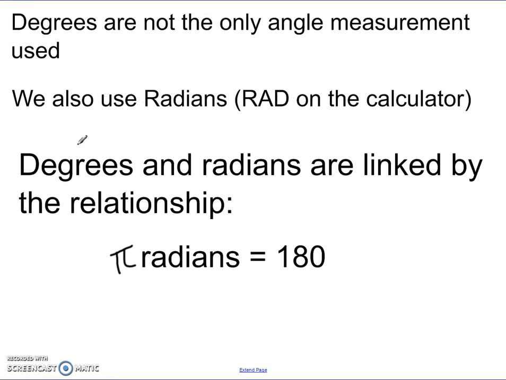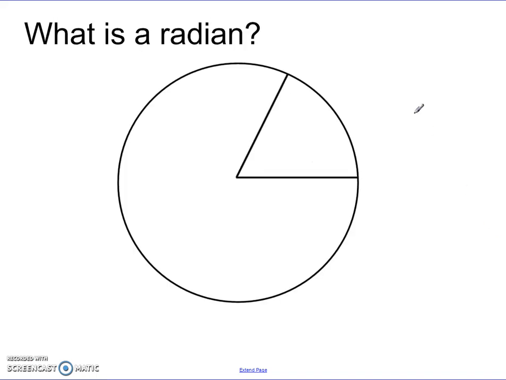Now, degrees and radians are linked by a simple relationship where we say pi radians equal 180 degrees. So pi of these radians is the same as 180 degrees. Now, where does that come from, I hear you say? Well, radians come from a simple relationship when we look at a circle. Imagine we have a circle here, and I tell you that the radius of that circle is r.